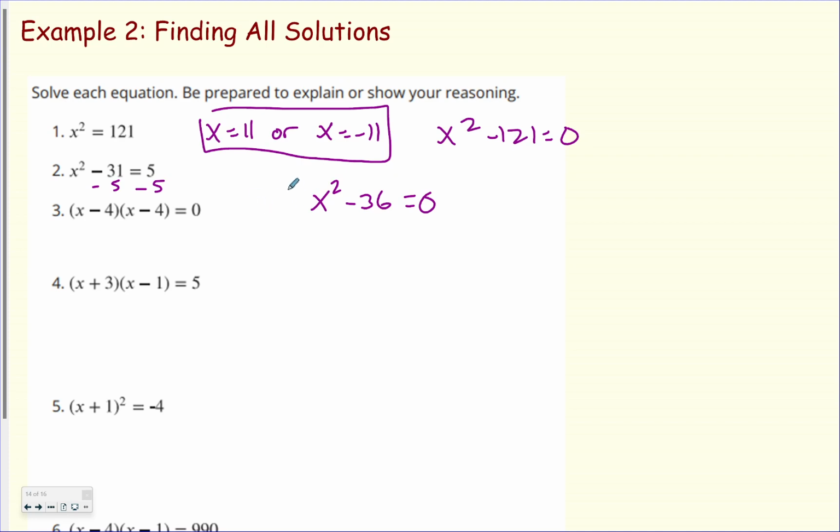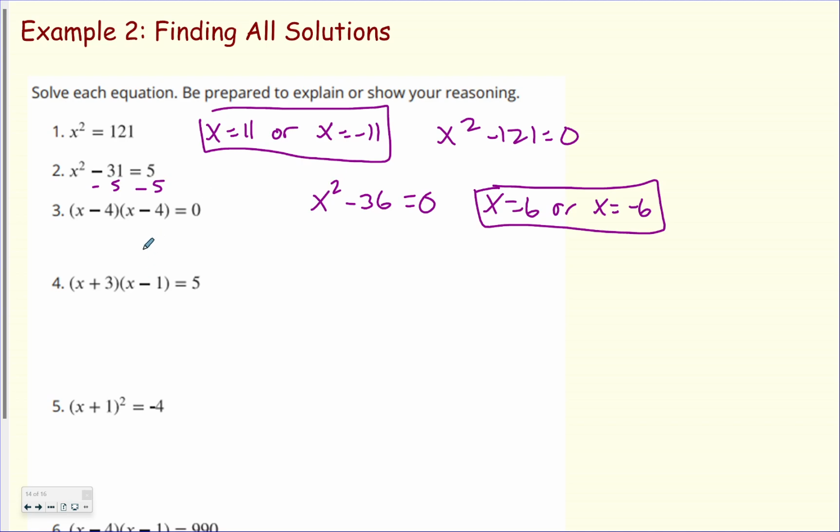You could draw the graph of that, or, if you added the 31 instead, you could have x squared equals 36. So what numbers could I plug in for x here? Well, 6 times 6 is 36, right? So we know that x equals 6. And as you can guess from now, negative 6 will also work for this one, right? Because negative times negative is positive.